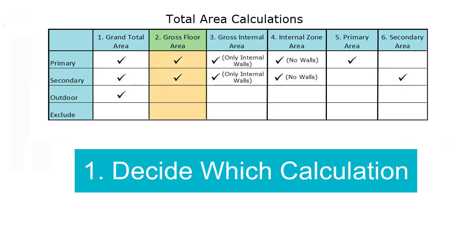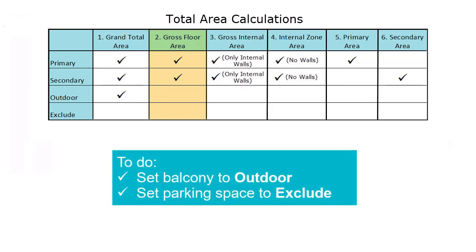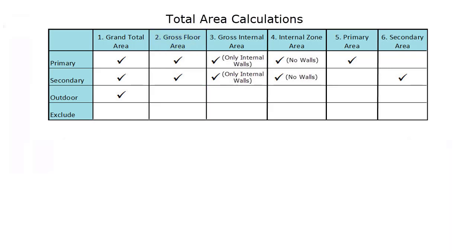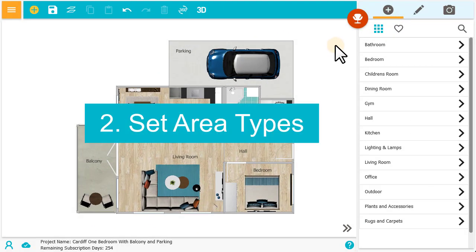I want to know gross floor area, which sums only rooms marked primary and secondary. So I plan to set my balcony to area type outdoor and the parking space to exclude. And I can use the primary area calculation to find out the size of my primary living space if I set the utility room to area type secondary. So let's set area types.